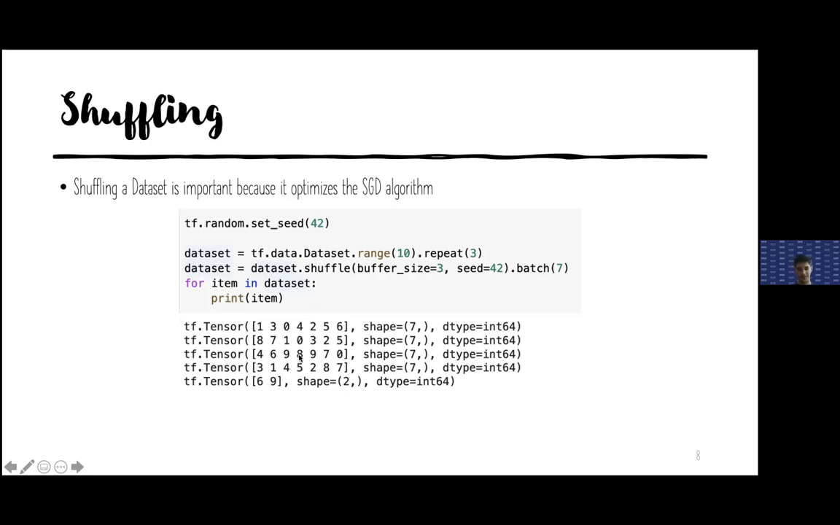And shuffle works in a pretty cool way. You have these parameters: the buffer size, which I'll talk about in a second, and the seed. The seed just makes your experiments reproducible. So if you set the same random seed in different experiments, you'll be able to achieve the same results in the same data distributions.